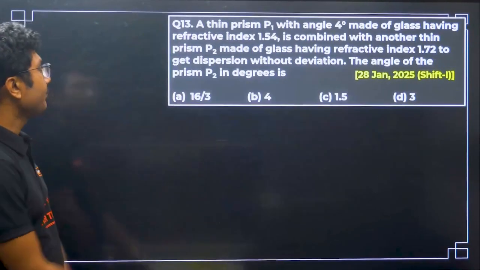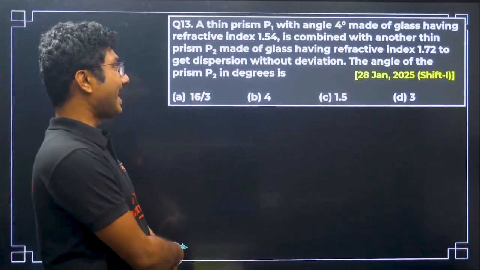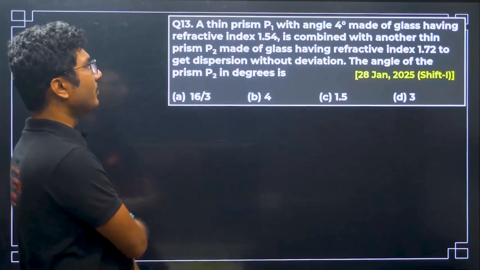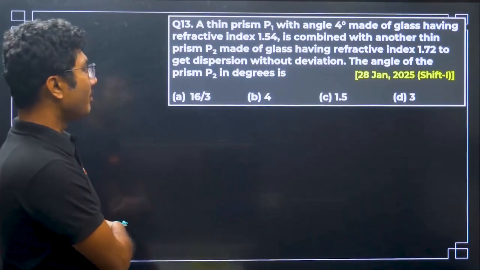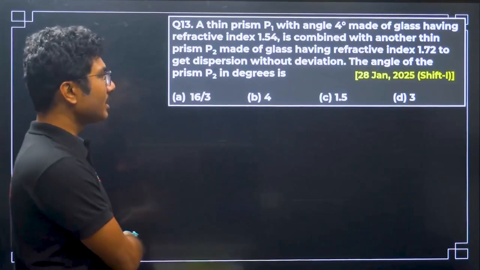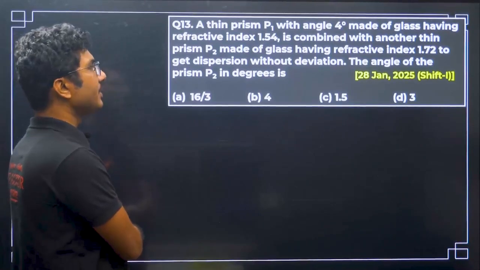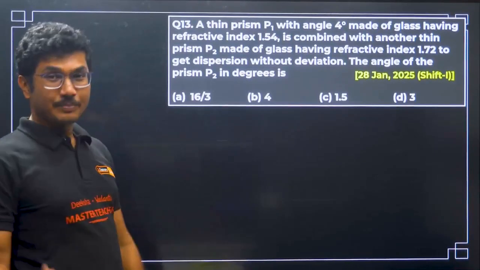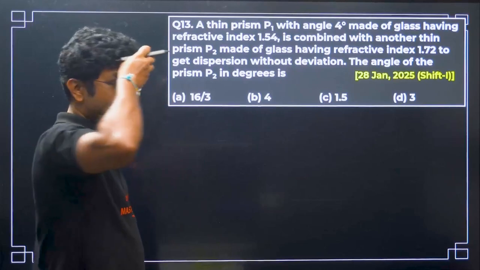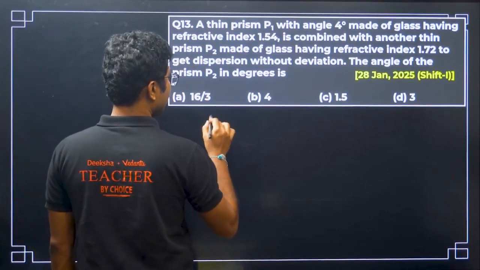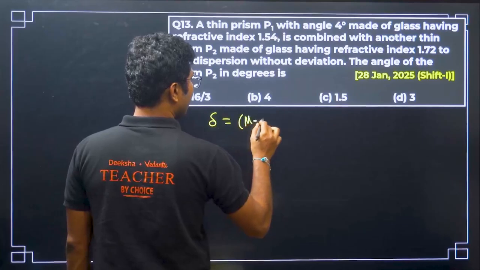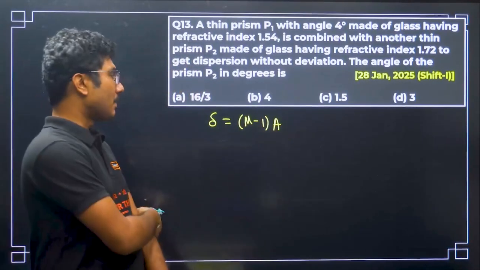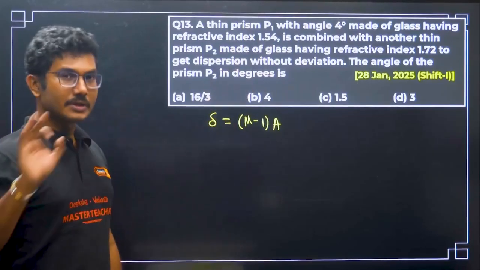Now, next question, a thin prism P1 with the angle 4 degree made of glass having refractive index 1.54 is combined with another thin prism P2 made of glass having refractive index 1.72 to get a dispersion without deviation. The angle of the prism P2 in degrees is. So, first of all, for thin prisms, okay, the formula is simplified and the angle of deviation is given by (mu minus 1) into A. In this particular case, A is generally expressed in radians, but for this problem the conversion is not required.